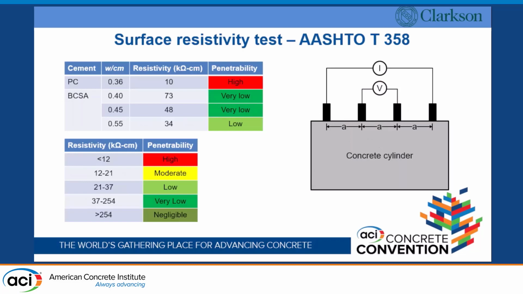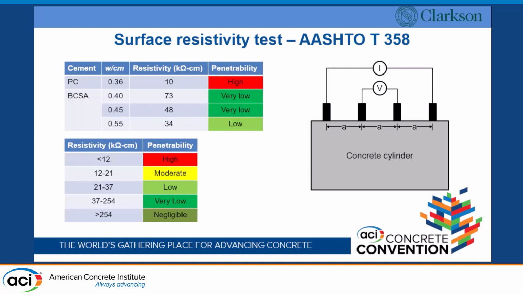So we look at surface resistivity. We had something going on with our Portland cement mix here, so we're not going to worry about that one. We're going to go back and redo that testing. But we get pretty good performance here for the 0.4 and 0.45 with BCSA. We get very low according to the classification that we have here.